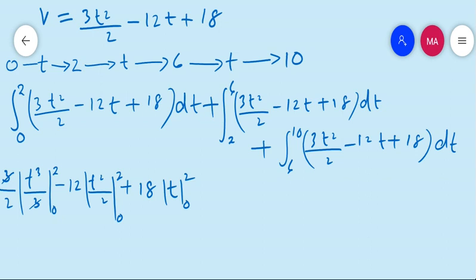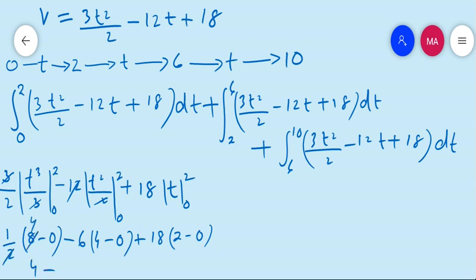So 3 cancels by 3, 1 upon 2 t cube. 2 cube is 8, 8 minus 0 because 0 cube is 0, minus 2 6s are 12, 2 square is 4 minus 0, plus 18, 2 minus 0. 2 4s are 8, 6 4s are 24, 18 2s are 36. The final answer is 16. Note this.